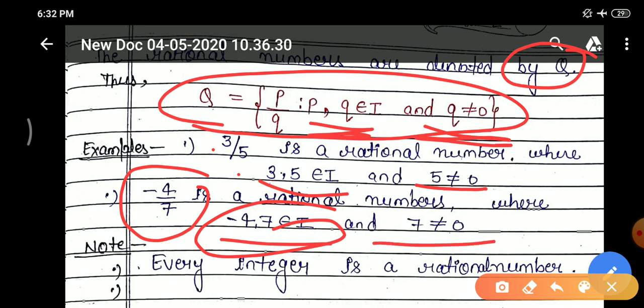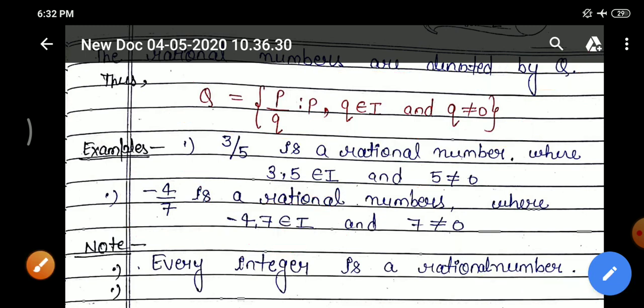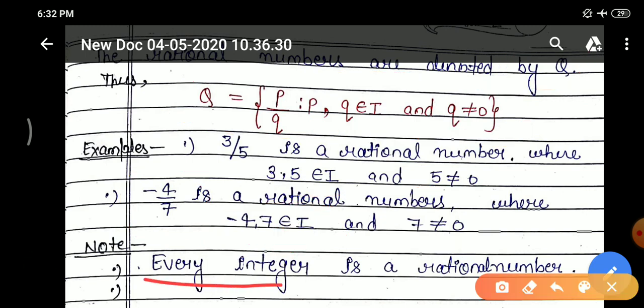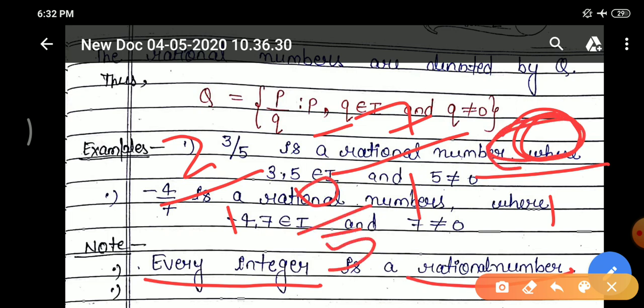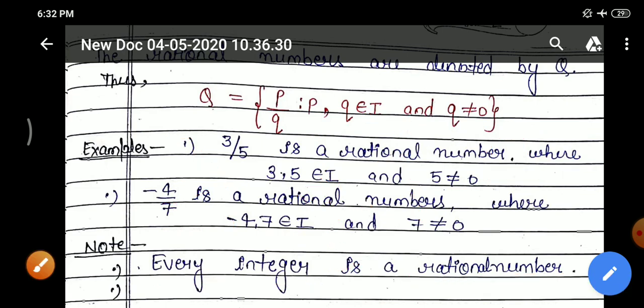Now student, it means every integer is a rational number. For example, 2 is a rational number, 2 by 1. -7 is a rational number, we can write it as -7 by 1. Actually 0 is also a rational number because we can write 0 upon 1, we can write 0 upon 5. It means 0 is also a rational number. Okay, clear?